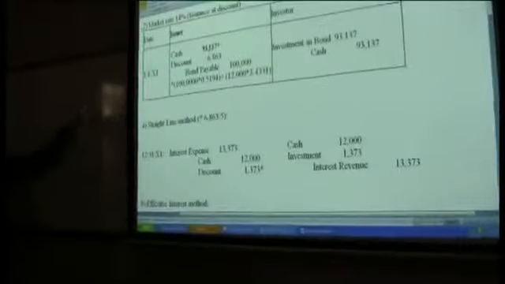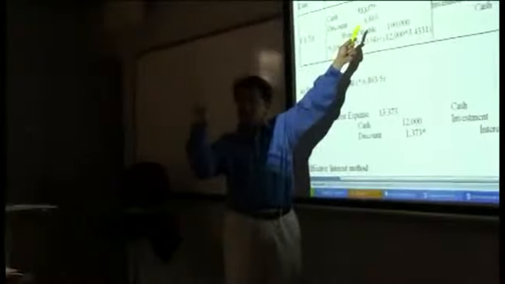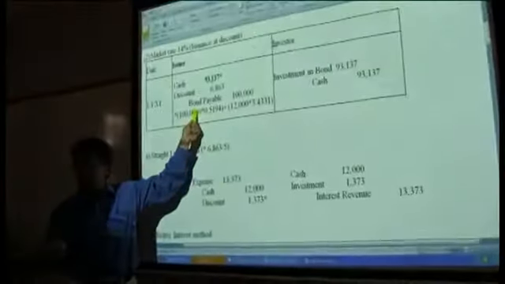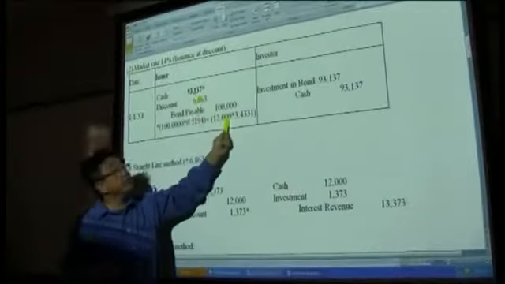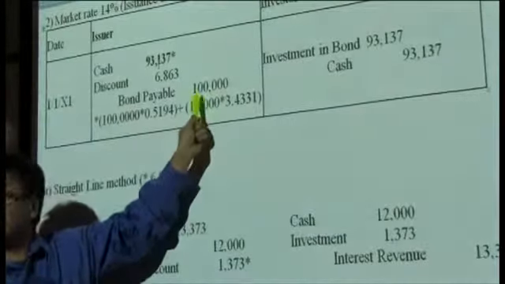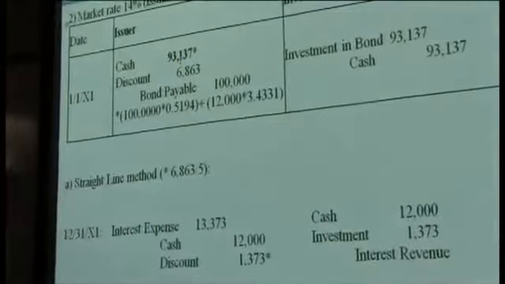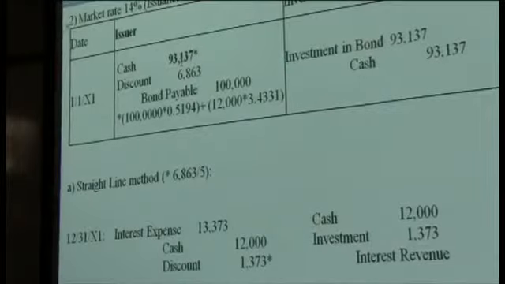This is the starting point, the present value of two cash flows: one single sum of $100,000 principal, and the periodic interest payment at the 14% market rate. That's the selling price of the bond, $93,137. But then, remember, how are you going to go forward? That's the question.